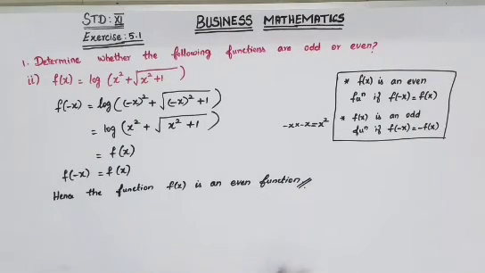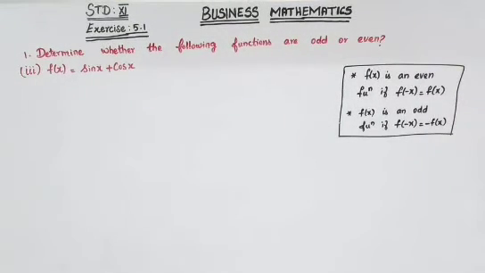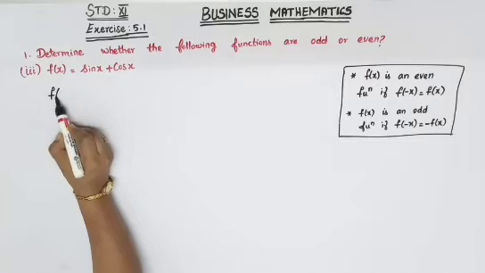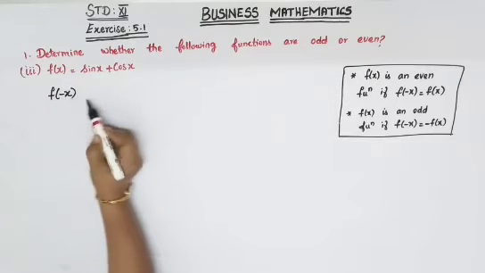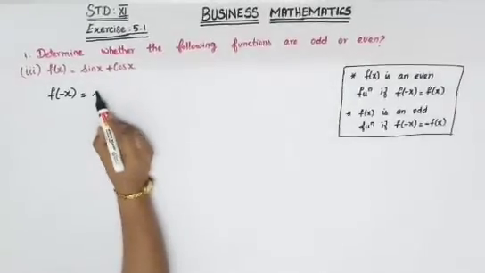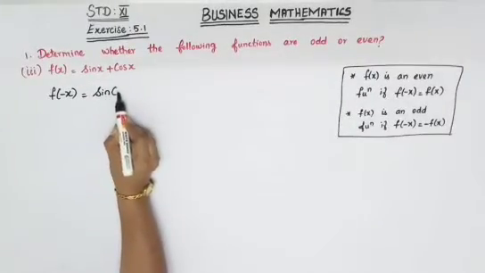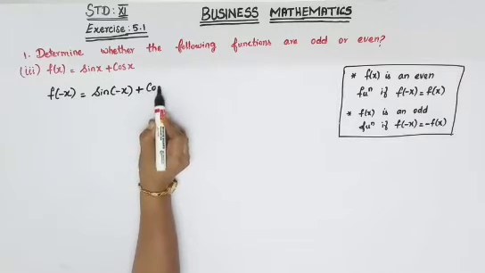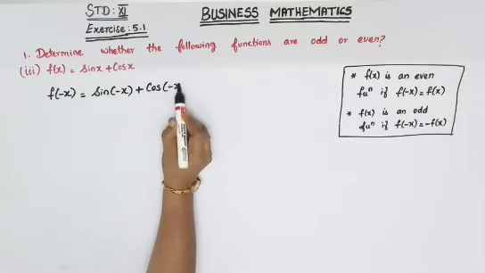So this is the answer for your first question, second subdivision. First question, third subdivision, f of x is equal to sin x plus cos x. What you'll have to do is find f of minus x, which is equal to, wherever x is there, give minus x. So sin of minus x plus cos of minus x.